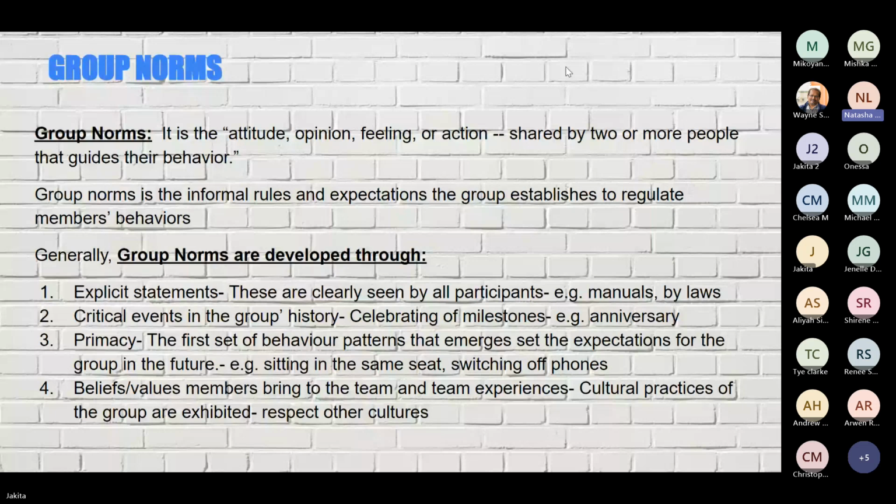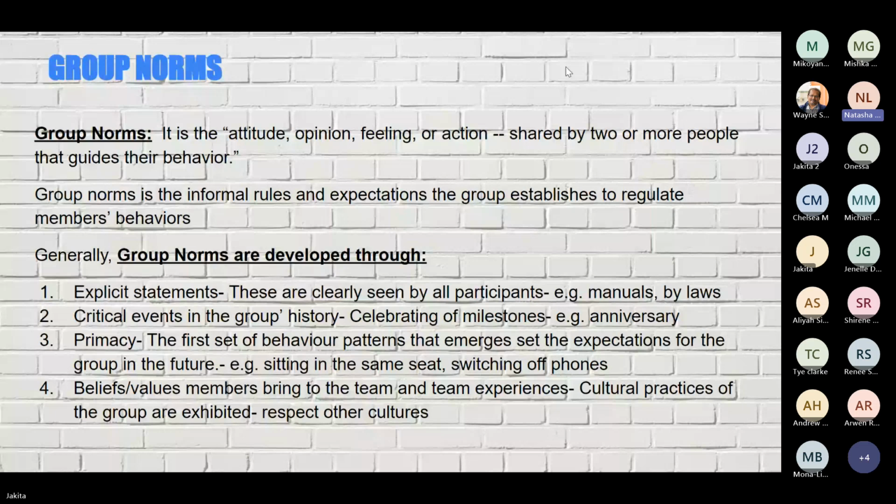accomplishments of the groups. Three, primacy, the first set of behavior patterns that emerges sets the expectations for the group in the future. For instance, at the first group meeting you may sit at a particular seat, and from there on, you continue sitting there. That becomes part of your norm. Or switching off your cell phones at the beginning of a discussion. And then, of course, fourthly, beliefs and values members bring to the team and team experiences. These are just the cultural practices of the group being exhibited.